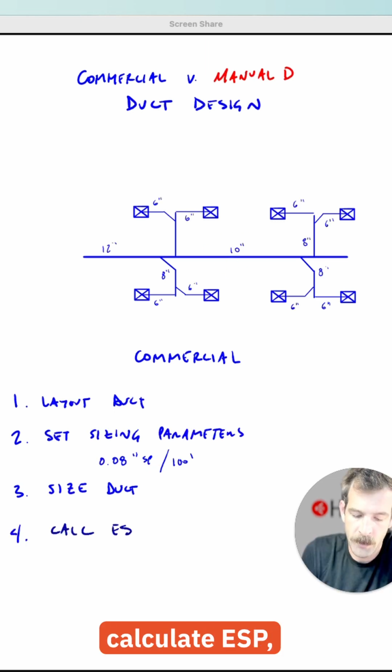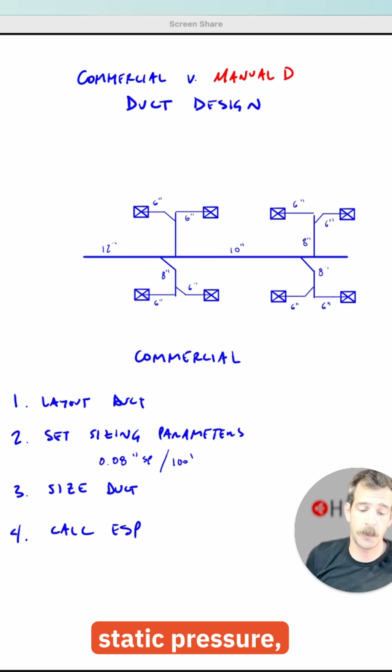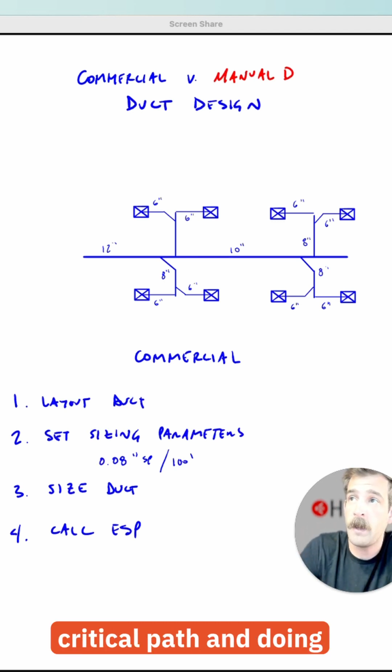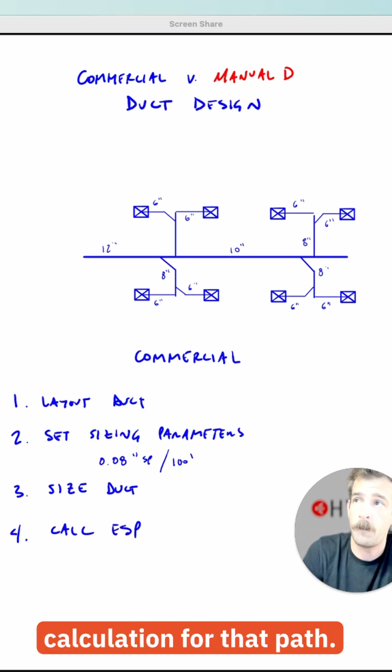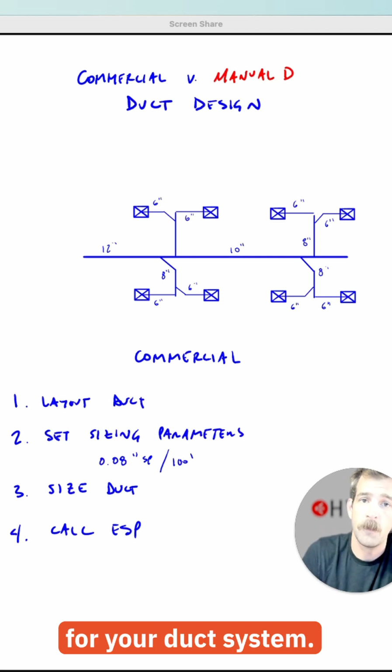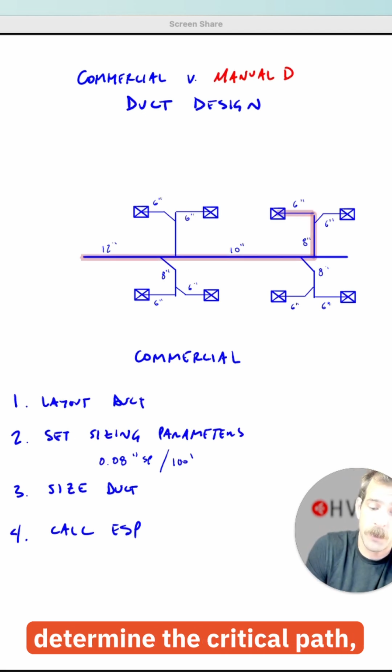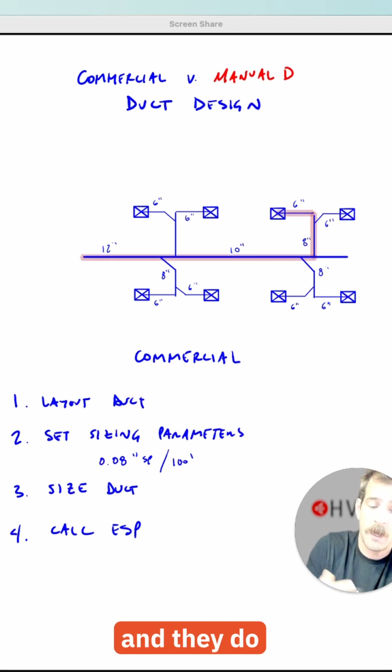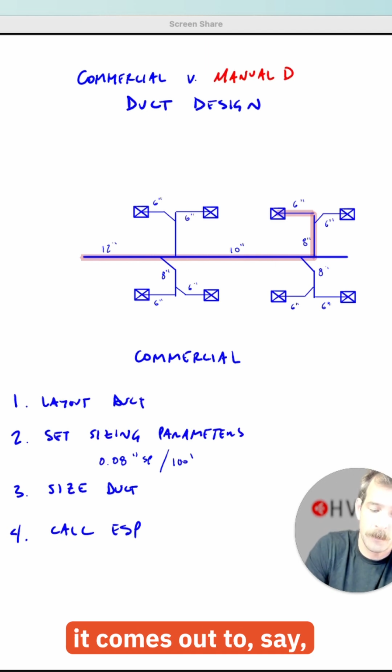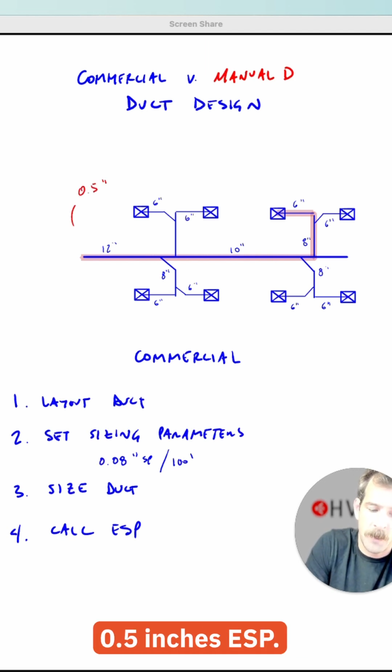Step 4 is calculate ESP, your total external static pressure, which involves finding the critical path and doing a pressure loss calculation for that path. That's going to be the total ESP required for your duct system. So the engineer may determine the critical path looks something like this, and they do an ESP calc, and it comes out to, say, 0.5 inches ESP.